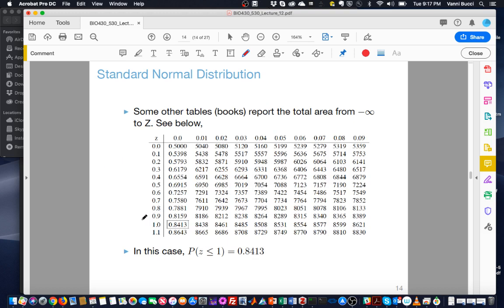Now other books have other types of tables. If you look online, there are other books that report the area going from minus infinity, assuming this is 1. So if you are using a different book, not the one from our class, and it has this type of table, you would directly infer the value by reading the table.